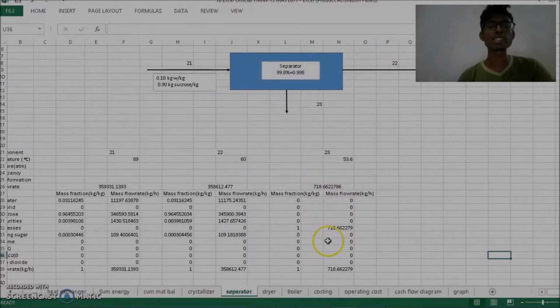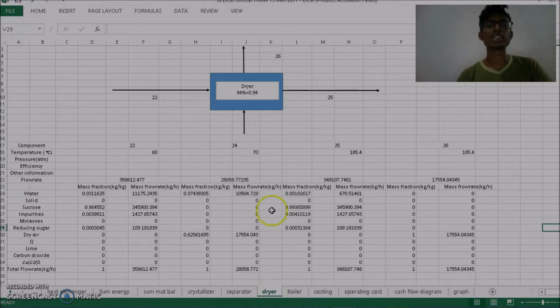So actually the molasses includes all the components with different mass fractions. Next is the dryer. There are 4 different streams. One is the input and one is the output, and both the 24 and 26 streams are hot dry air. So 24 is the hot dry air, 26 is the wet air, which includes dry air and also water. And the efficiency of this dryer is 94%.